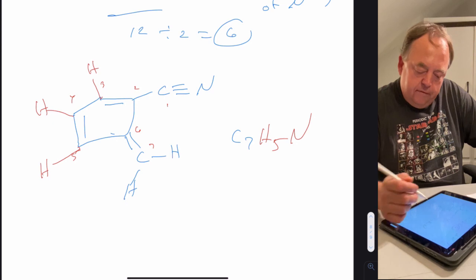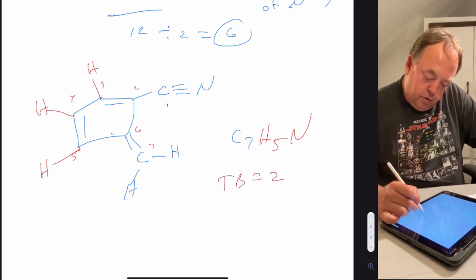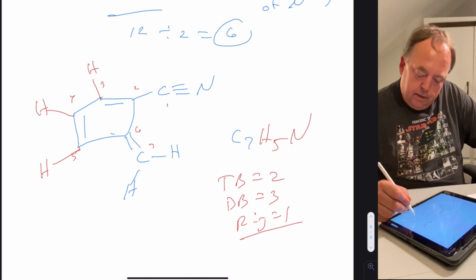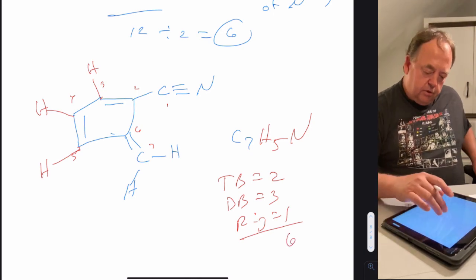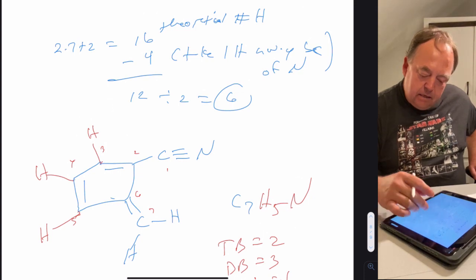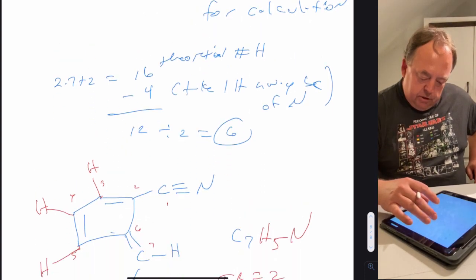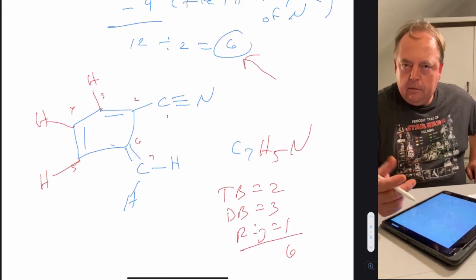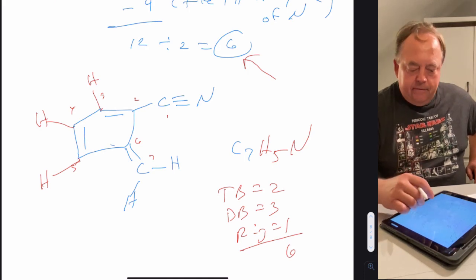How many double bond equivalencies does it have? Triple bond counts for 2. It's got 3 double bonds, and it's got a ring. So that's 6 double bond equivalencies, right? Of course, with that many atoms, we could have made a bunch of different molecules. I'm just using that to illustrate that the number 6 gives you information about the molecule. Whatever you draw better have 6 double bond equivalencies in it.